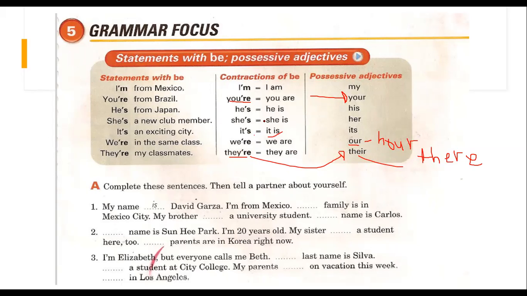All right. So remember, we say I'm, your, his, her, where, it's, same pronunciation, it's and it's, and then we say it's. Where, and our, nuestro, igual que la hora, se pronuncia our, all right? Our, same pronunciation. And si decimos their, de ellos, their, igual que ahí, their, our, it's, her, his, your, my, okay?